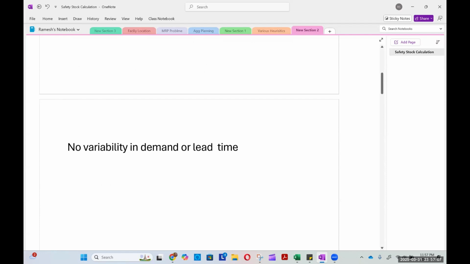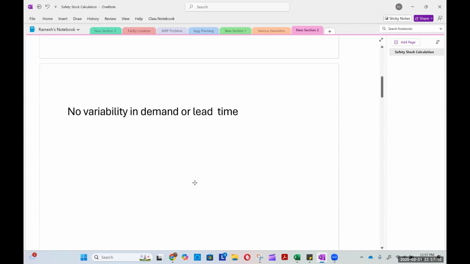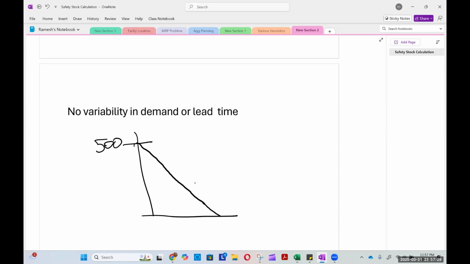If there's no variability in demand, let's take the simple case. Suppose you have some item sitting with you. You have 500 items and you're depleting at the rate of exactly 40 per day. There's no fluctuation. My picture is not very good, but let's assume this was declining at a constant known rate. And let's say lead time is 3 days. Let's keep the number simple, 50 per day. So this is like 10 days. Suppose you have a lead time of 3 days.